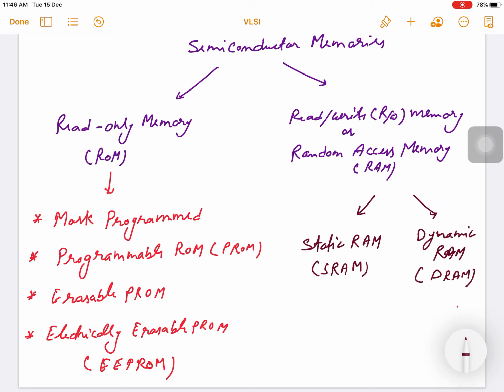If I talk about the read write memory: in read only memory or ROM, we can only read out the data. We cannot perform the write operation, or we cannot alter the stored value. But in read write memory, RAM, we can read and also write in the memory. This is the basic difference between ROM and RAM.